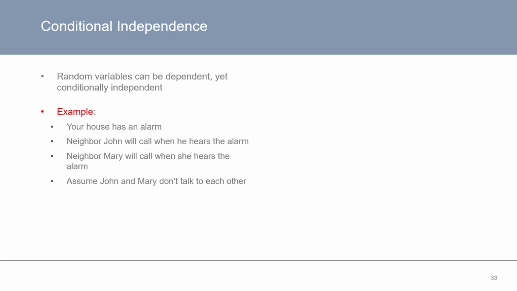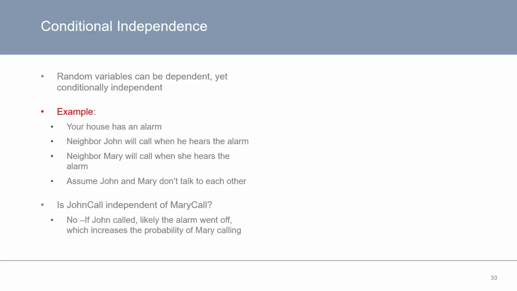Now let's talk about the concept of conditional independence. Notably, random variables can be dependent, yet conditionally independent. As an example, imagine your house has an alarm, and your neighbor John will call when he hears the alarm. You also have a neighbor, Mary, that will also call when she hears the alarm. But we assume that John and Mary don't talk to each other. So in this case, is John's calling independent of Mary's calling? And the answer here is no.